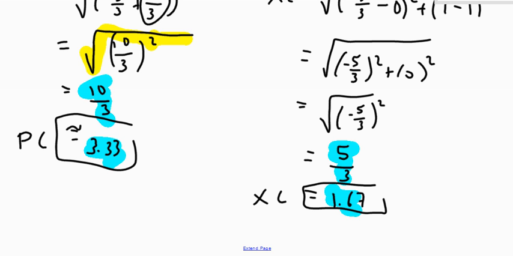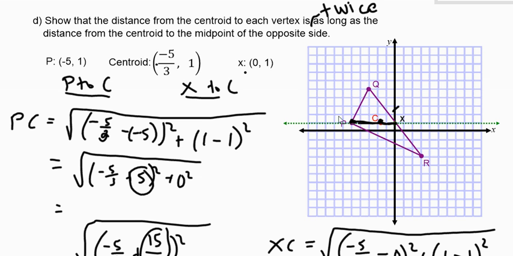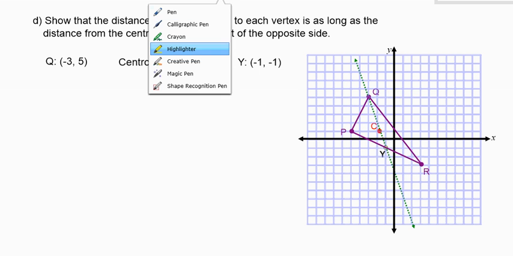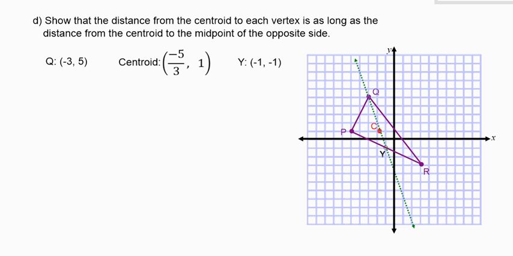So that was just for the median line through P and X. It says show that the distance from the centroid to each vertex is twice as long. So I'm going to have to do the same thing for the median from Q and the median from R. So it's basically the same process. Instead of going through all the steps with you, I'm just going to show it to you, and you can press pause if you want.